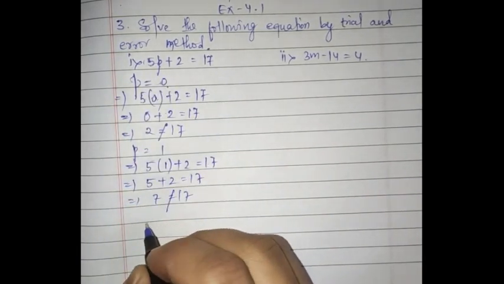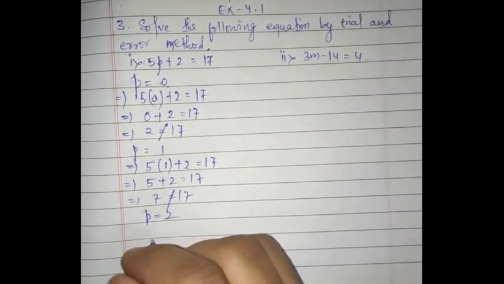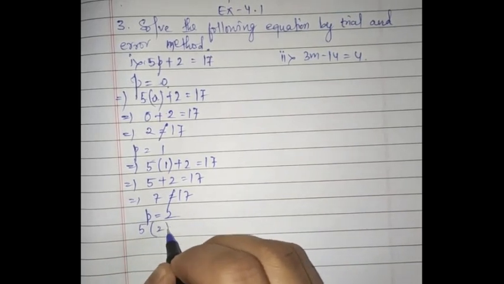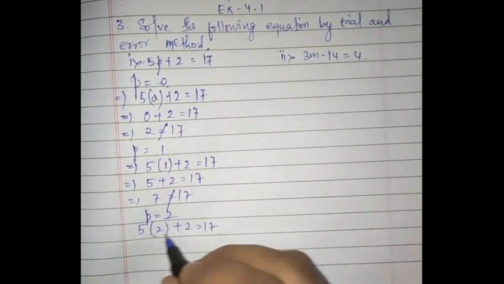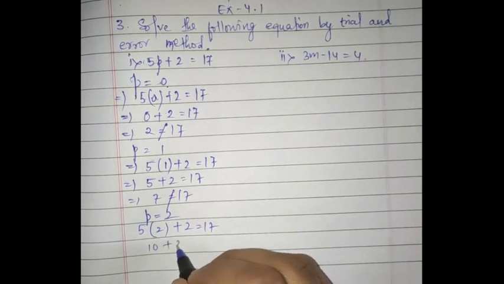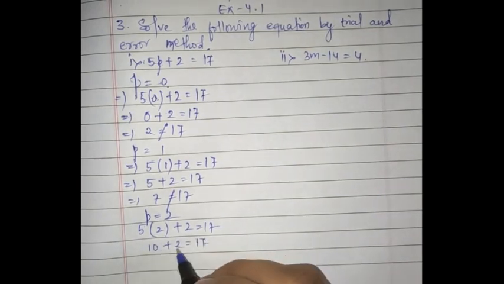Okay, so you have to try with another value, let us try with 2. This is 5 times 2 plus 2 is equal to 17. So 5 twos are 10, plus 2 is 12, is equal to 17, which is not equal.